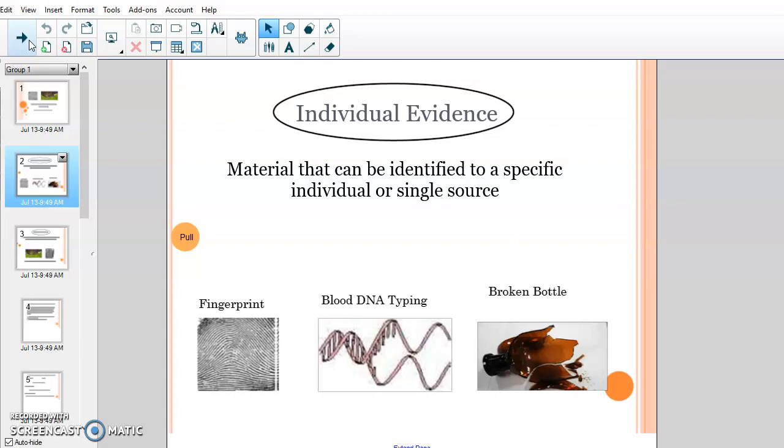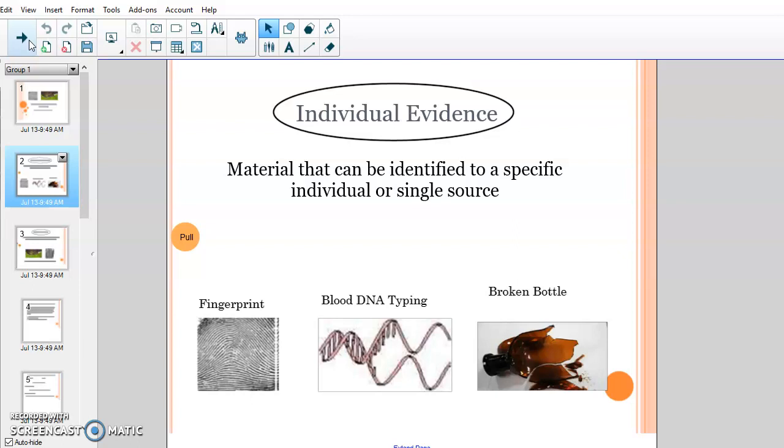So for example, a fingerprint is individual evidence. If you find a fingerprint at a crime scene, you can match it back to your suspect's left index finger, right? And you can say it only belongs to that one person's left index finger. No other prints will match that. That's individualizing it back to a specific individual.